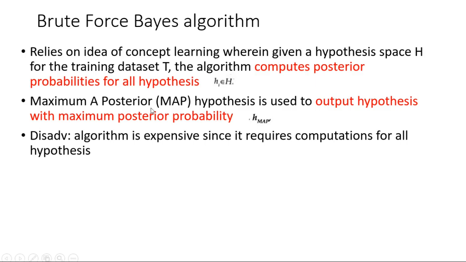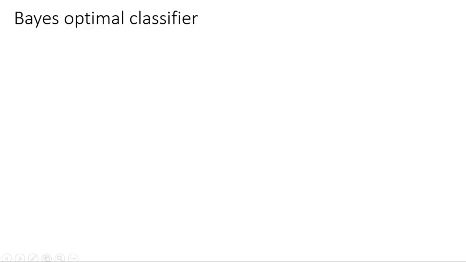We also find the MAP, which we discussed before with the Naive Bayes algorithm, that is the maximum a posteriori hypothesis, where we find the hypothesis with the maximum posterior probability. But the disadvantage of this method is that the algorithm is expensive since it requires computations for all the hypotheses. For all the hypotheses I compute the posterior probabilities, and hence it is expensive.